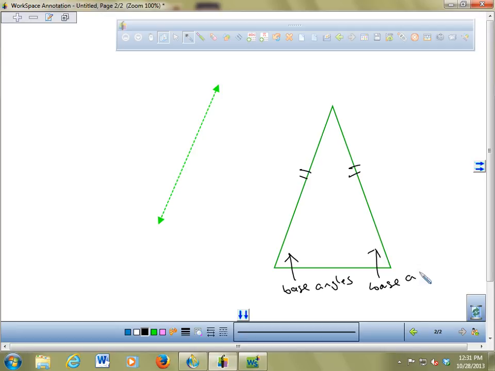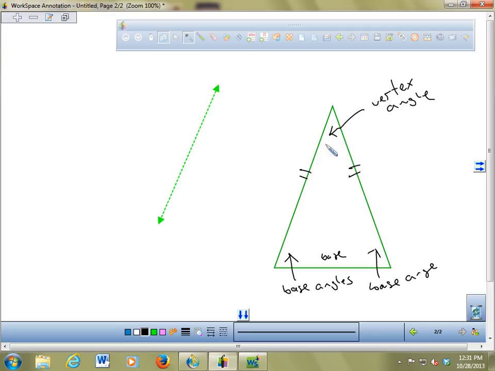This is called the vertex angle in an isosceles triangle, and this is called the base. And these, I think they call the legs, but I'm not sure.